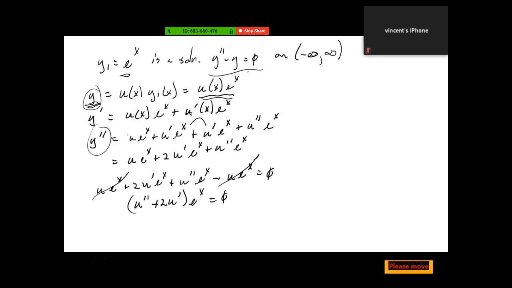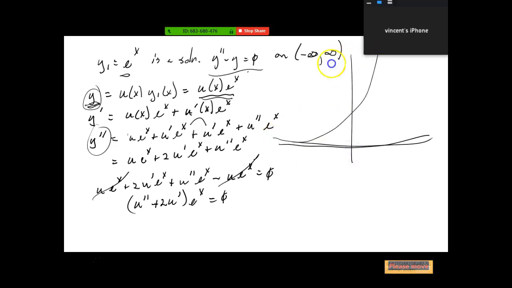To make a long story short, e to the x will never, ever, ever be 0. Do you remember? The graph of e to the x is either going like this or like that, depending on whether x is positive or negative. Usually e to the x looks like that. It's never equal to 0. Why do I say that? Well, that means I can divide it out of this expression here. It's not equal to 0.